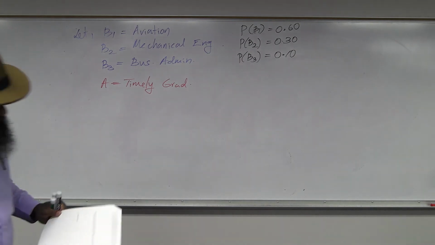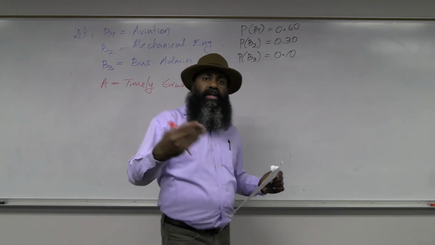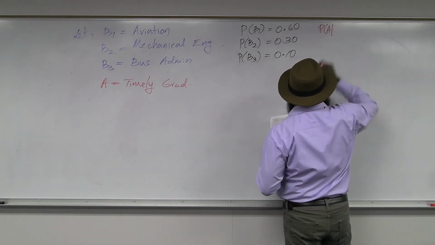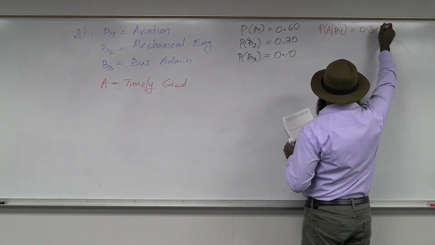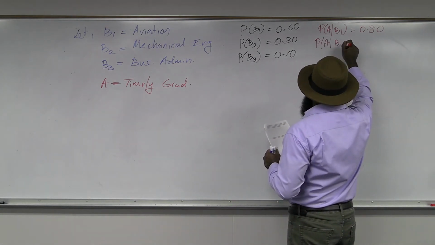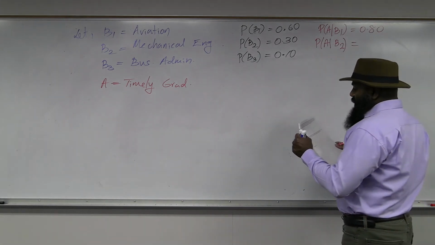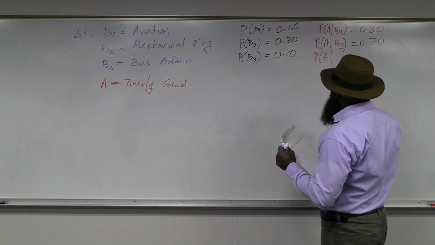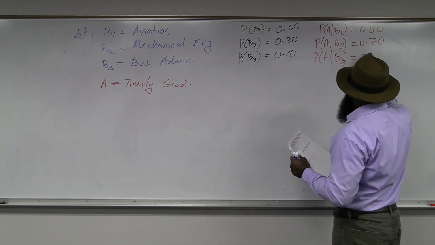They say 80% of aviation students graduate on time. That means the probability of graduation on time given the student is from aviation has a chance of 80%. Time to graduation given the students are from mechanical engineering, A given B2, that probability is equal to 70%. And probability of time to graduation A given B3, business administration, is given as 90%.